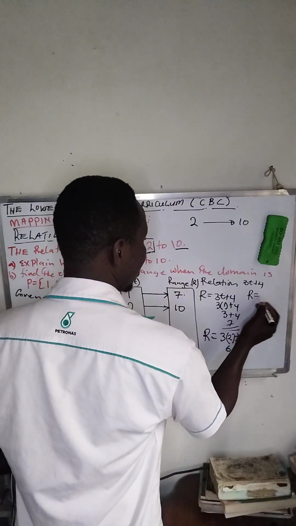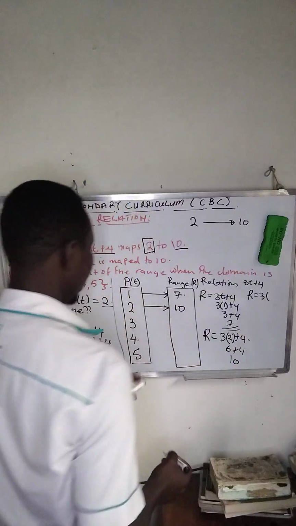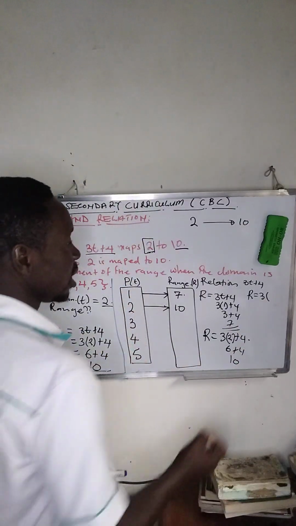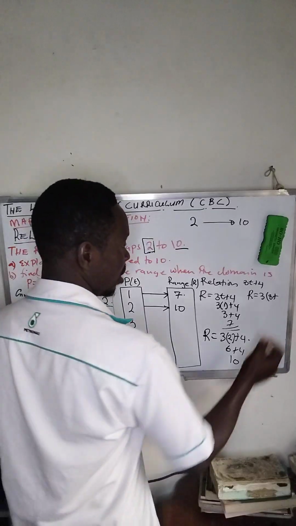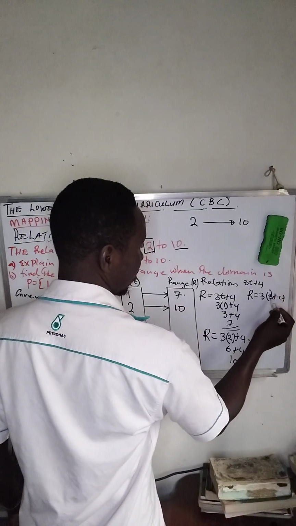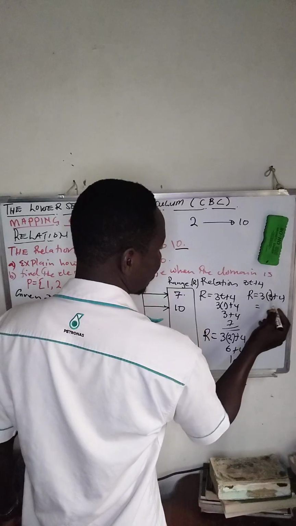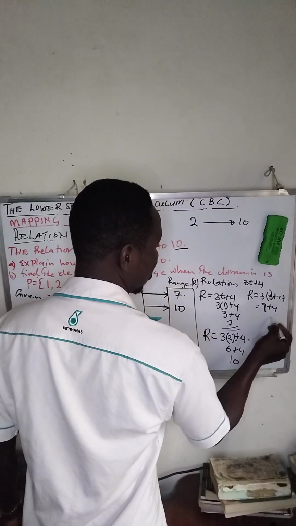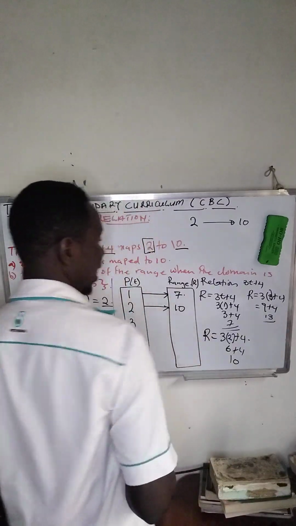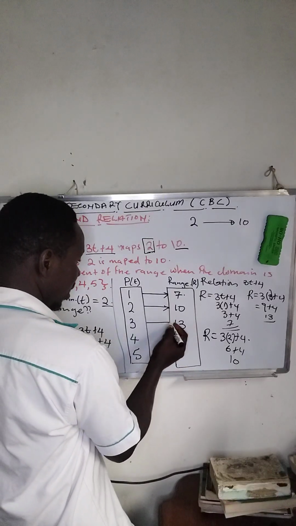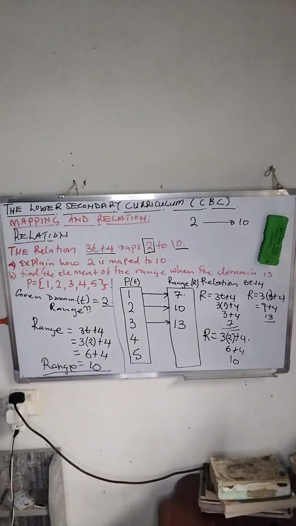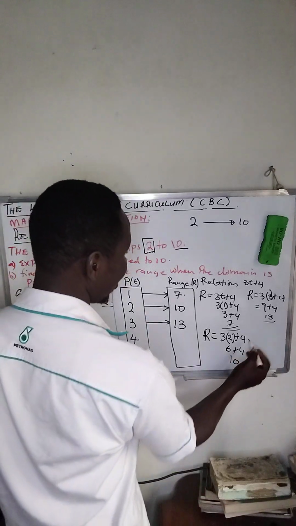Our value of r is equal to 3, now t is the p, which is 3. We insert 3 here, then plus, are we together? Plus 4. Then this one becomes 3 times 3, 9, plus 4, which is equal to 13. Now 13 is written here, and 3 is mapped onto 13. Are we together? Then we proceed by having 4.